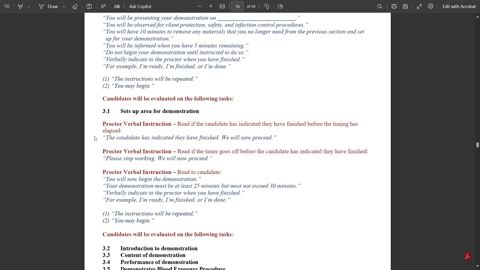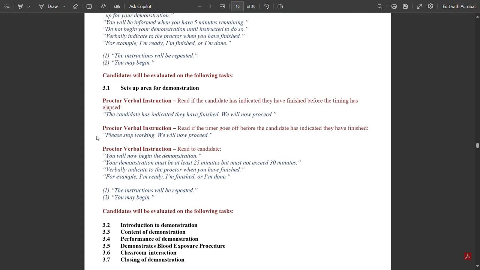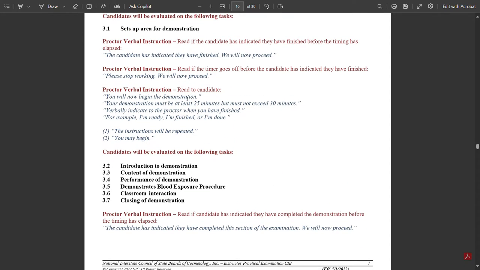And then once you are set up, they will say the candidate has indicated they have finished. We will now proceed. You will now begin the demonstration. Your demonstration must be at least 25 minutes, but must not exceed 30 minutes. Verbally indicate to the proctor when you have finished. For example, I'm ready, I'm finished, or I'm done. The instructions will be repeated, and then you may begin.